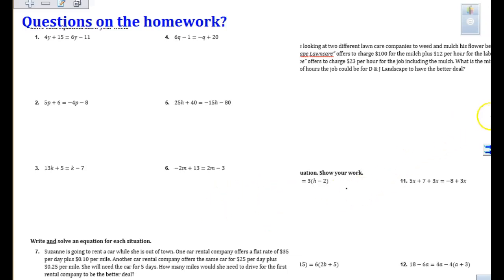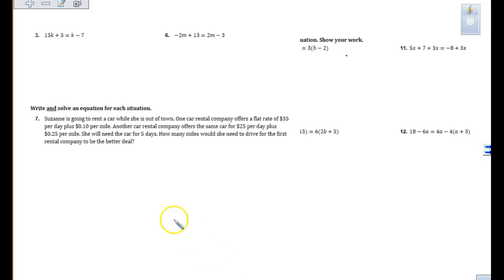As I'm taking a look at number 7, let's look at number 7. Number 7 says Suzanne's going to rent a car if she's going to go out of town, one company. So we're going to look at company 1, and then we are going to look at the second company. And the question is, when would one be a better deal? What we're actually looking at is how many miles you would drive that the first company is a better deal. We're looking for it to be cheaper, but I am okay that at this point we say equal. What we're really looking at is when company 1 is going to be cheaper than company 2.